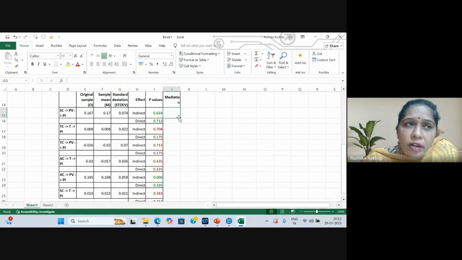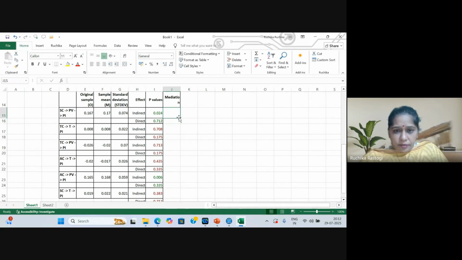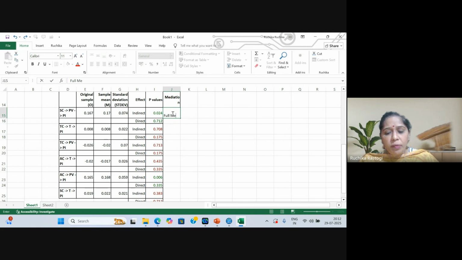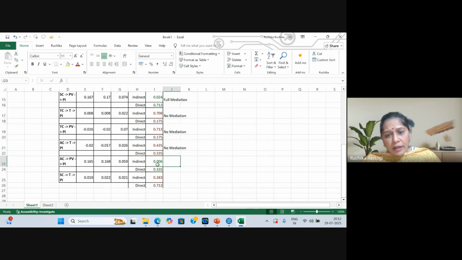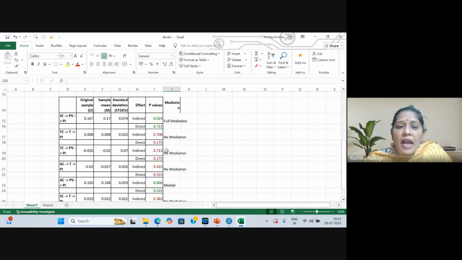Is it significant or not? Is it less than 0.05 or not? It is less than 0.05. That means there is a full mediation. These both are not significant results. No mediation. No mediation. No mediation. Here the results are significant. Mediation. And here the results are not significant. No mediation. Now, my two hypotheses are answered.